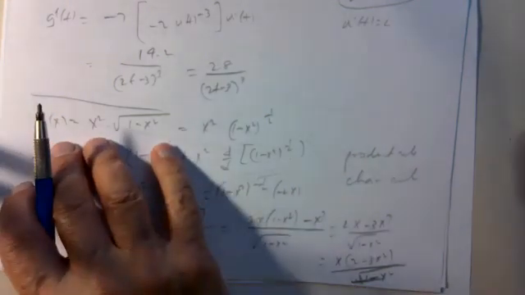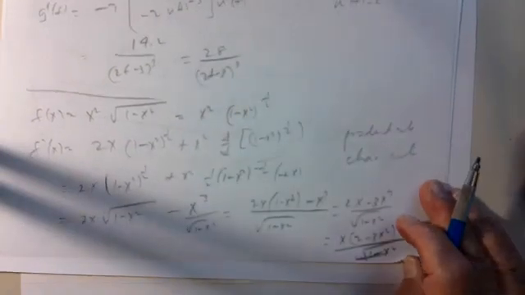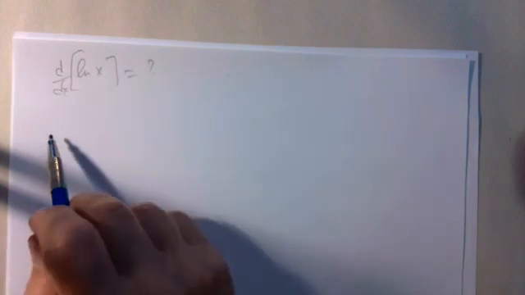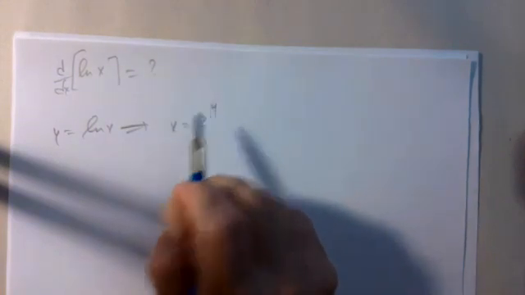Now, one of the fundamental functions that we have not learned yet how to differentiate is the logarithm, which always means the logarithm to base e. So we want to figure out, how do you differentiate natural log of x? What we can say is if y is equal to the log of x, that means that x is equal to e to the y.